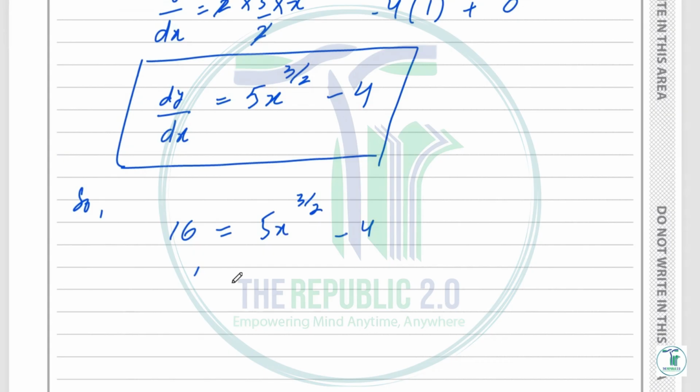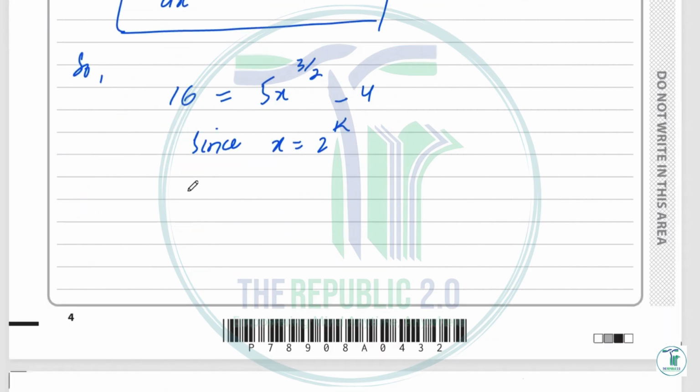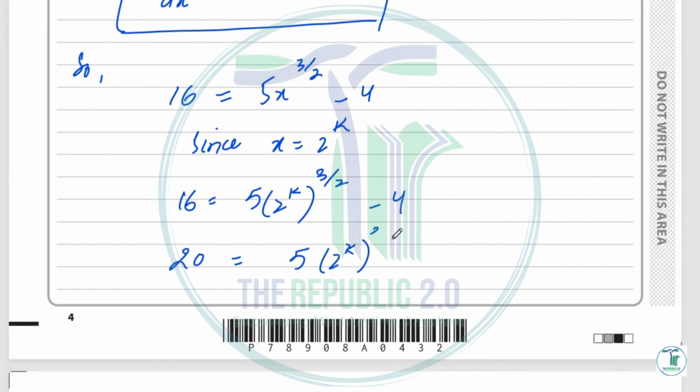Since x was given as 2 to the power of k, that is the x coordinate at this point. I'm just going to work this thing down. 16 is equal to 5 times (2 to the power of k) to the power of 3 by 2, take away 4. I'm going to swap this 4 onto this side. 16 plus 4 would eventually become 20, and 5 times (2 to the power of k) to the power of 3 by 2.